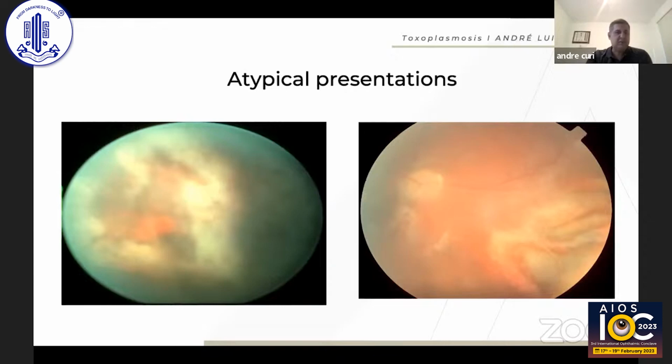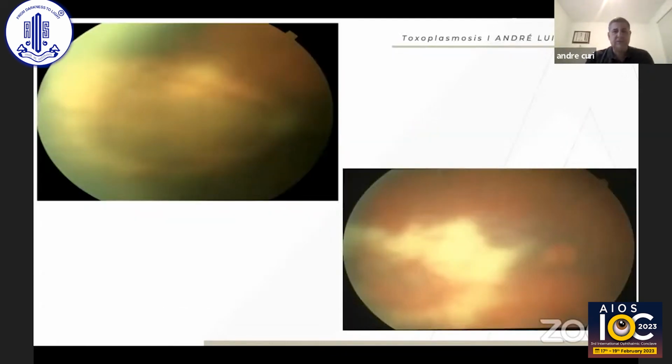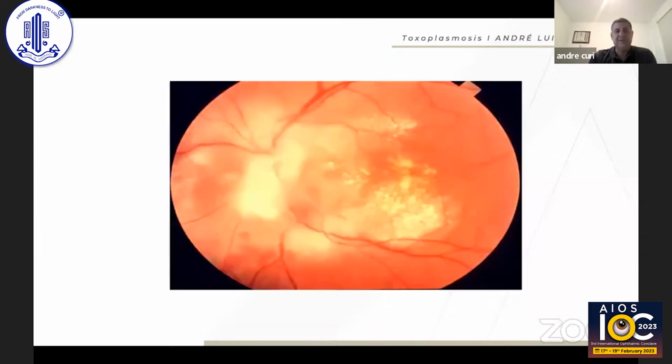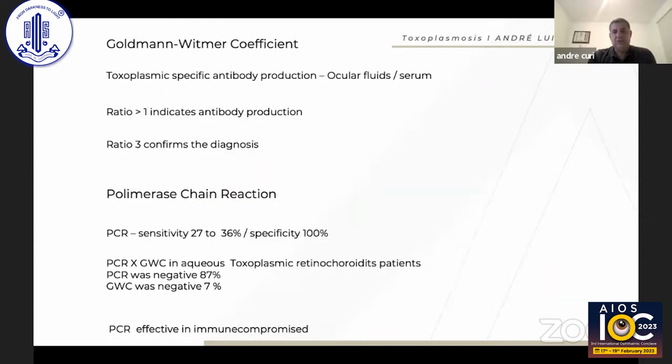So it's important to keep in mind these large areas of retinitis and also bilateral disease. Once again, this is a large area of retinochoroiditis. You don't see these cases much in adult, immunocompetent patients. You can see neuroretinitis also.